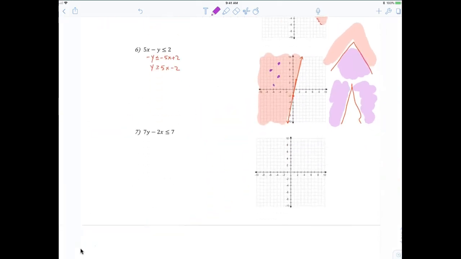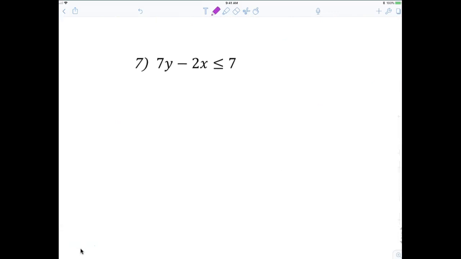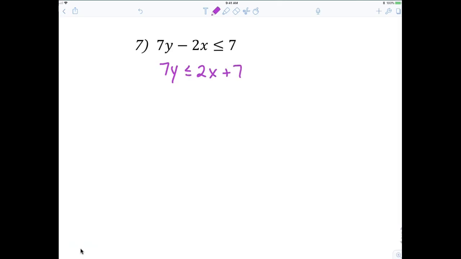All right, let's look at number 7. The first thing I have to do on number 7 is what? Right, so I have 7y is less than or equal to 2x plus 7. And now what? Divide by 7. Is everybody okay with that? Yes, sir, good. So why don't you just switch them?